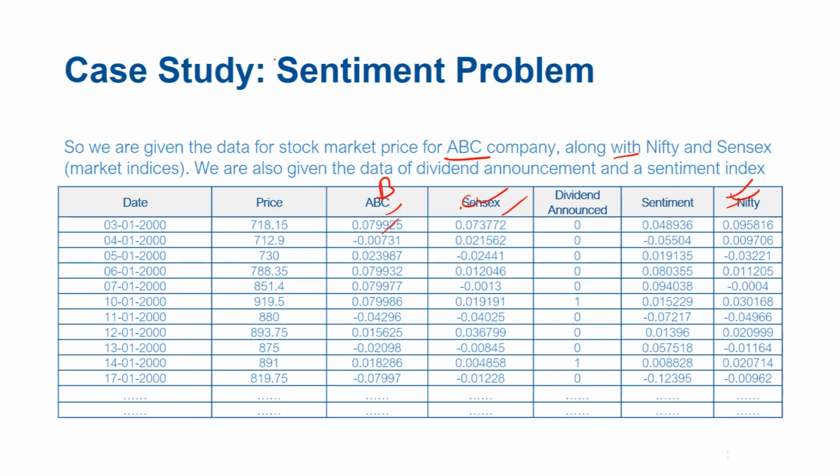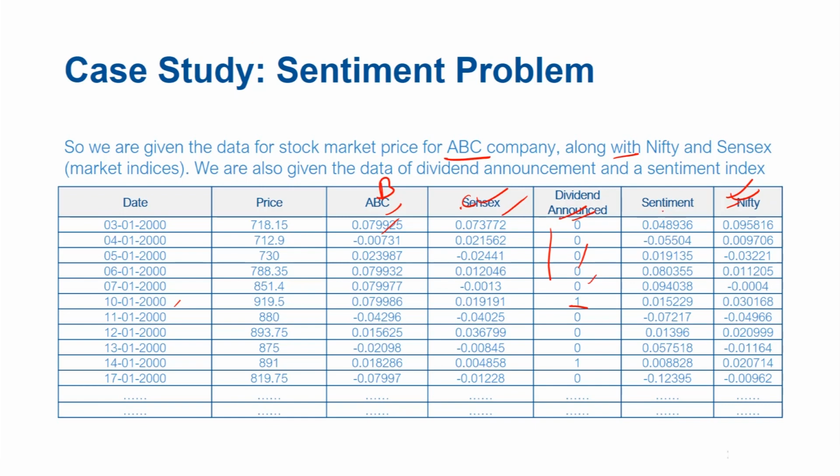Another variable here is dividend announcement, which is provided here in this column. This variable attains a value of 1 if the company has announced a dividend on a particular date and 0 otherwise. So for example, the value is 1 on this given date of 10 January 2000, because the company ABC announced a dividend on this date, and it is 0 for other days, as we can see, when the company did not announce any dividend. Please remember, this is a dummy variable.